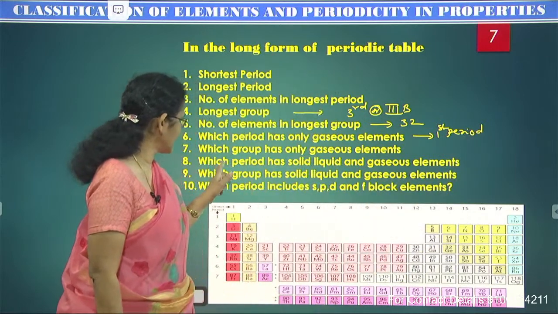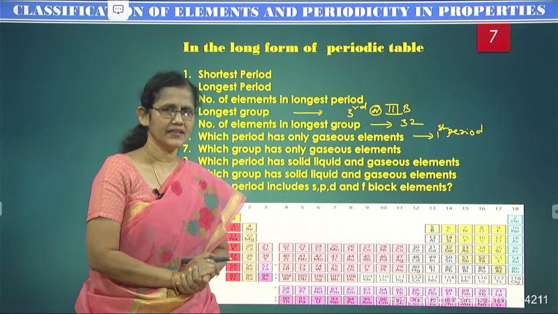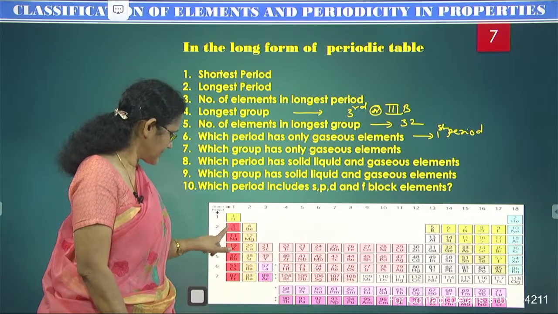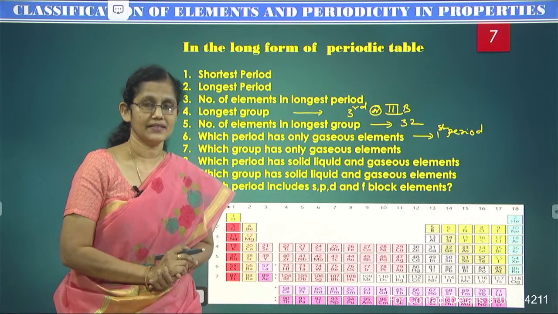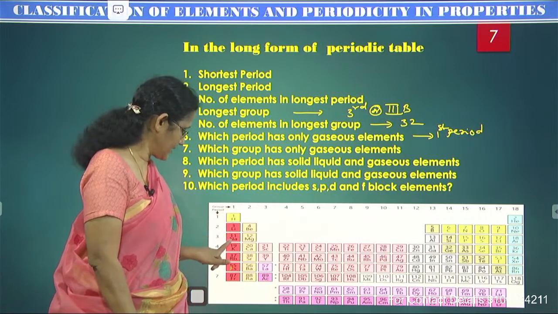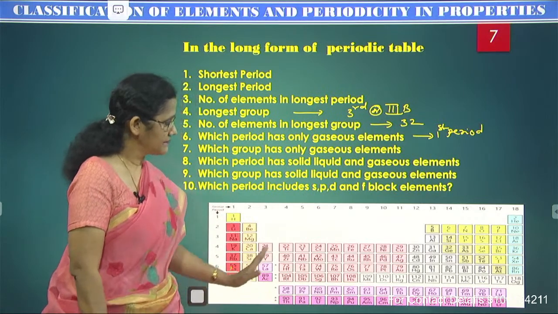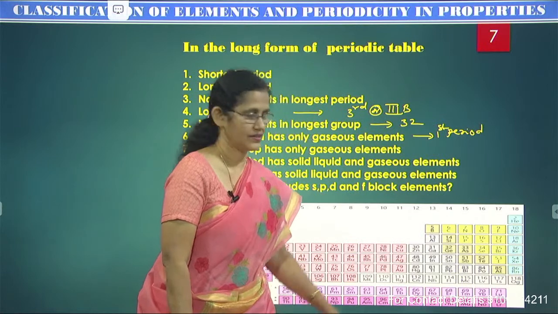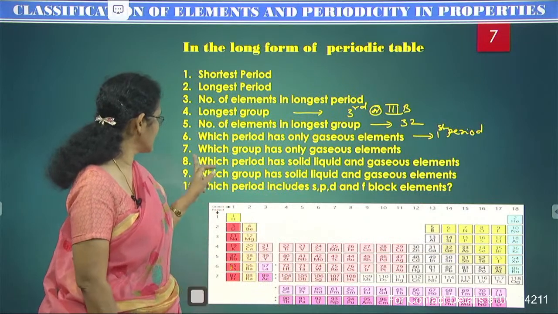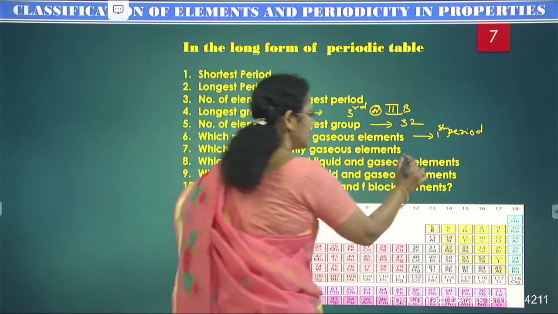Now see here, 7th question, which group has only gaseous element? See, every period starts with, for example, except hydrogen, from second period onwards, alkali metals. Every period starts with a metal, right, except first period. Lithium, sodium, potassium, rubidium, cesium, francium. So these are all metals. Every period ends with noble gas, all noble gases, right. 18th group elements are all gases. Now see the question, 7th question, which group has only gaseous elements? 18th group.